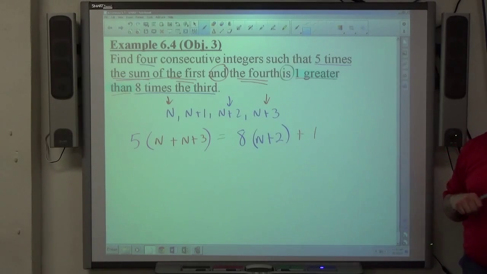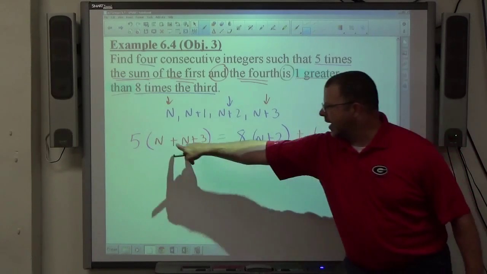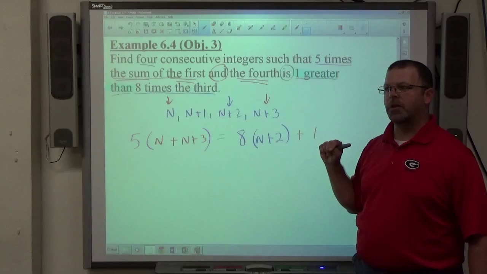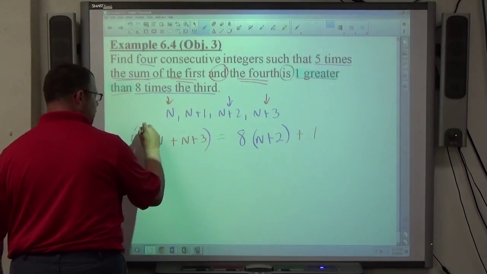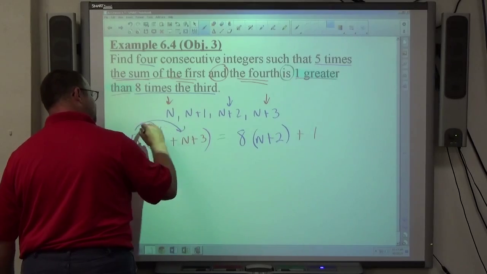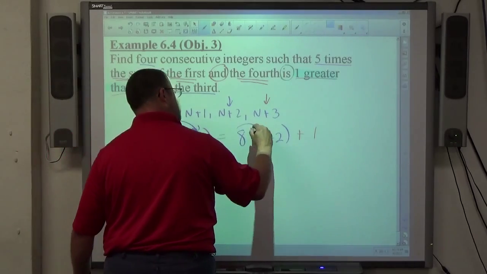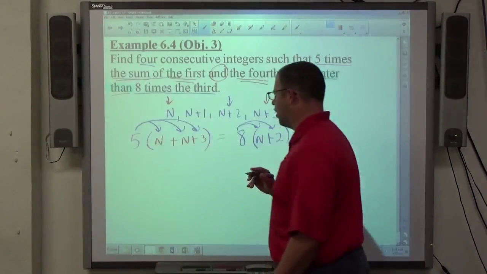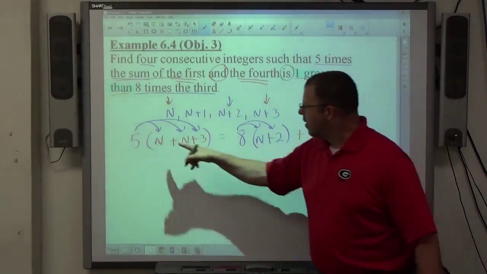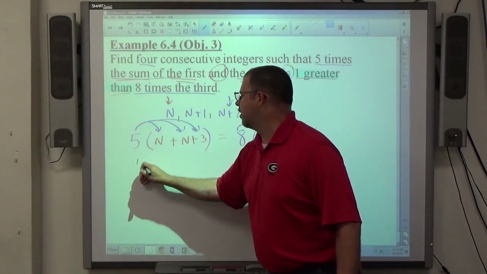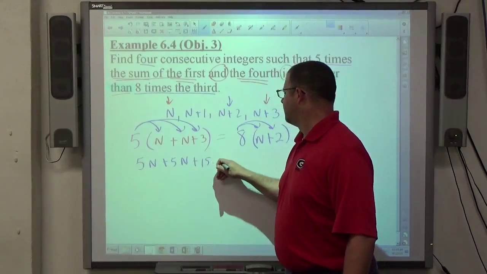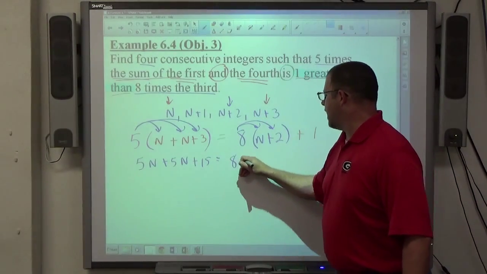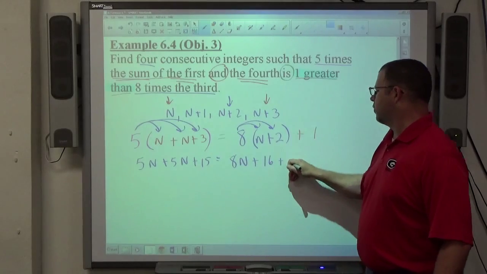It's pretty much the same structure as the last equation, right? I can add these together. I can't do anything here, so I'd distribute. I'd probably go about the same. Well, let's do this one the other way. I'm going to distribute this first, and this. Just distribute everything all together once in the first step. So there's 3 things here, so 5 times all 3 things, we get 5n plus 5n plus 15 equals 8n plus 16 plus 1.